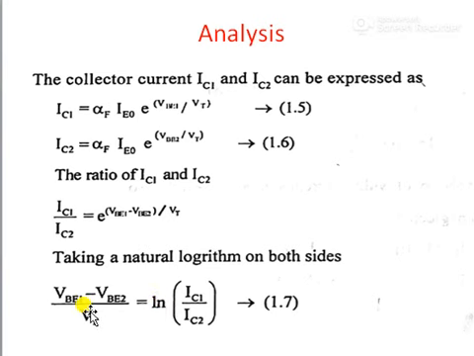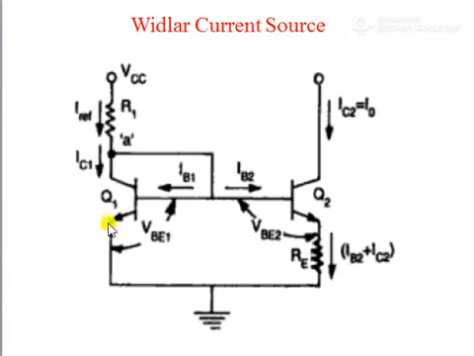So we have to remember that VB1 minus VB2 is equal to VT into ln of IC1 by IC2. Now for the circuit shown here, apply KVL at the emitter to base loop, that is VB1 minus VB2 is equal to IE into RE. Now we know that the current IE is the sum of IB2 and IC2, that is, the emitter current is the sum of base current IB2 and collector current IC2.